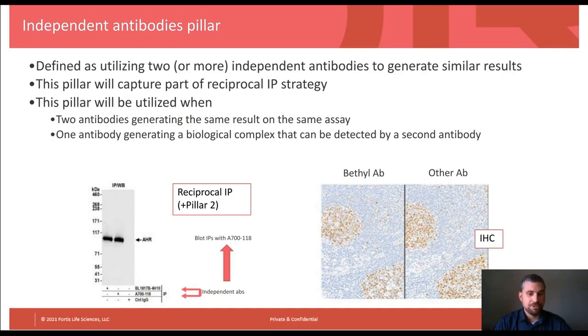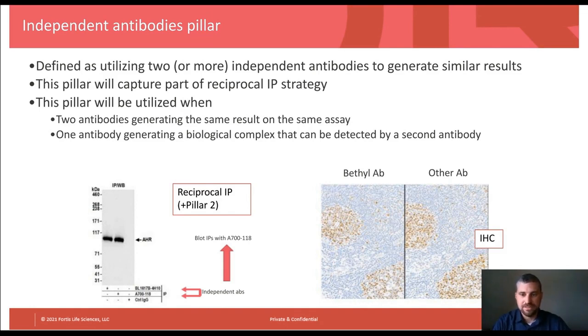that were raised against two different epitopes. We will do immunoprecipitation pull downs with both of those antibodies and then blot with one of them. And in a situation like the one we have in the bottom left-hand corner here with AHR, if both antibodies are able to pull down the same target protein, we consider that to be a very strong argument for that binding our target protein. And it does fulfill the independent antibodies pillar, as it was two different antibodies being used to generate the same result.